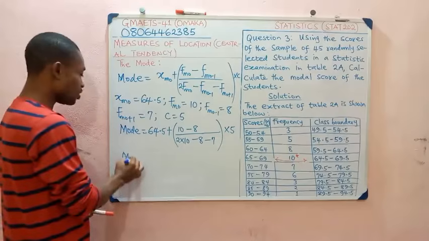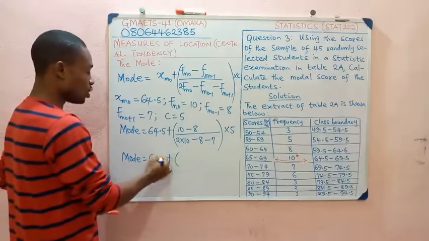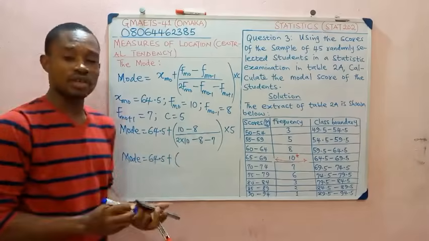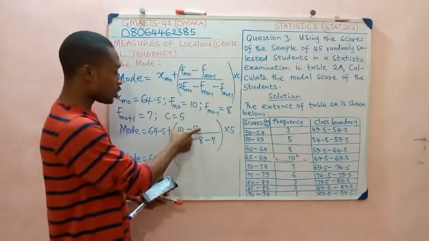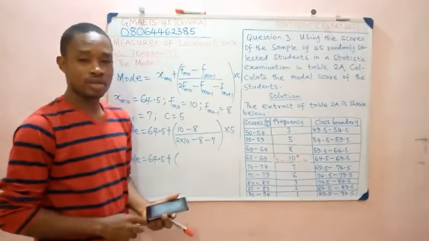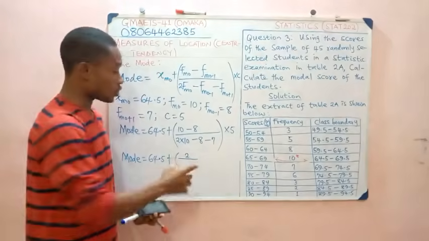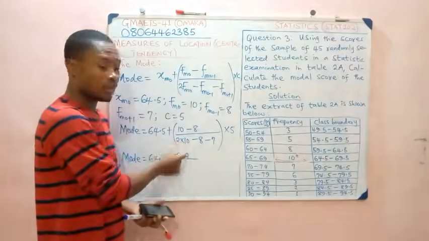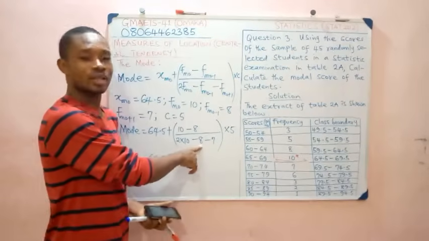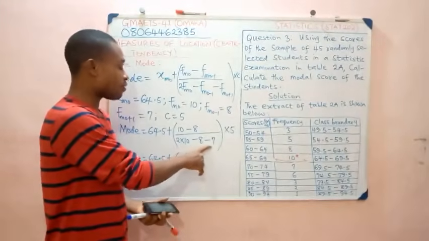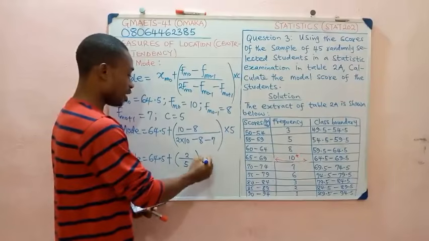Alright? So if you work this out, how do you go about it? Have 64.5. Okay? Be done with the bracket first. Finish up everything in the bracket first. If you come to the bracket, how do you go about it? The numerator is 10 minus 8, which is going to give us 2, all over the denominator. Of course, you know the rule of BODMAS, you need to be done with multiplication first. 2 times 10 is 20. 20 minus 8 is what? 12, right? Then 12 minus 7 is going to give us 5. So this is over 5, times 5.